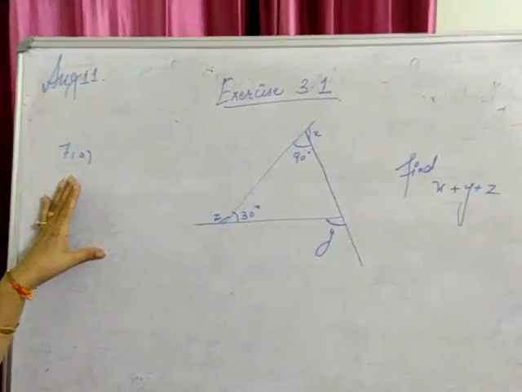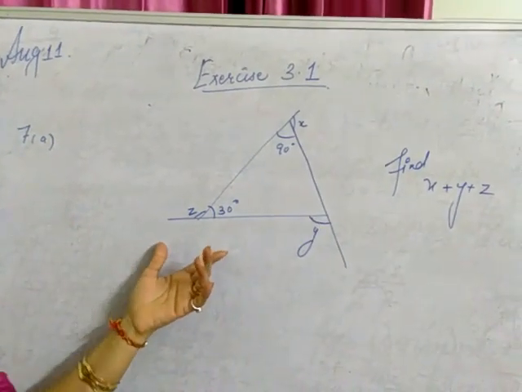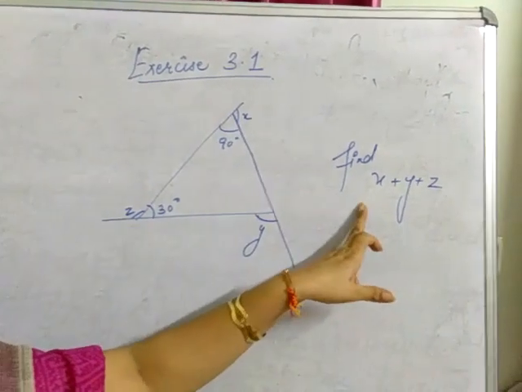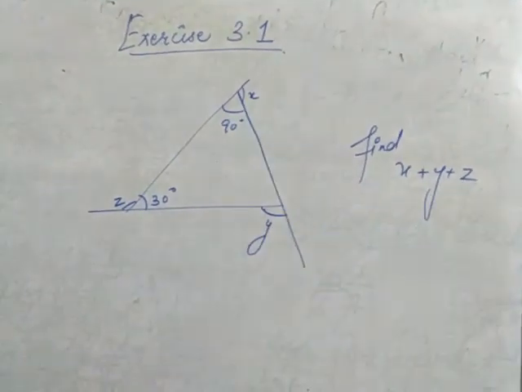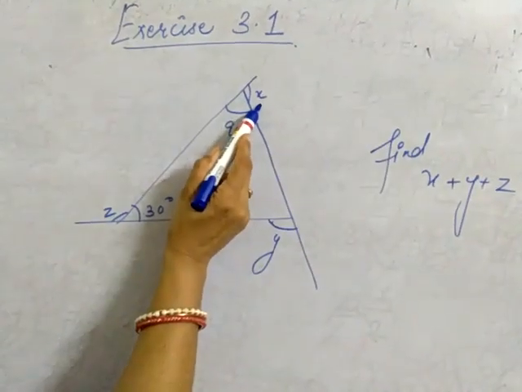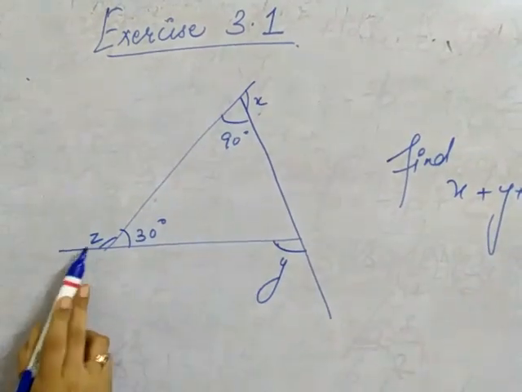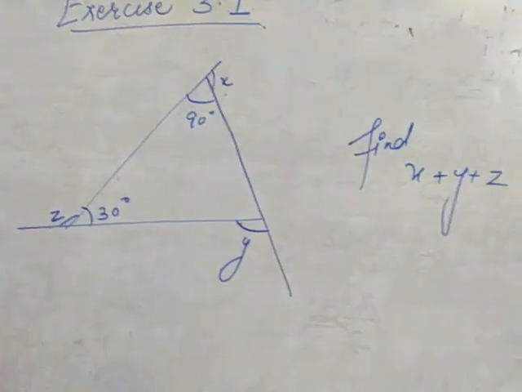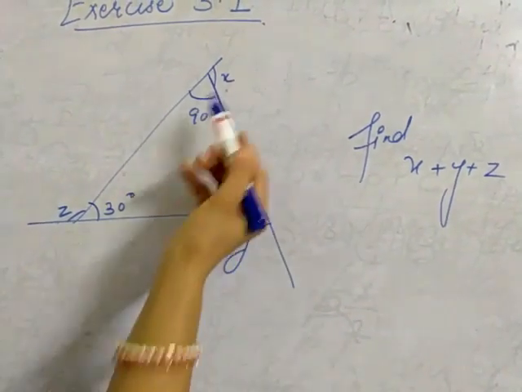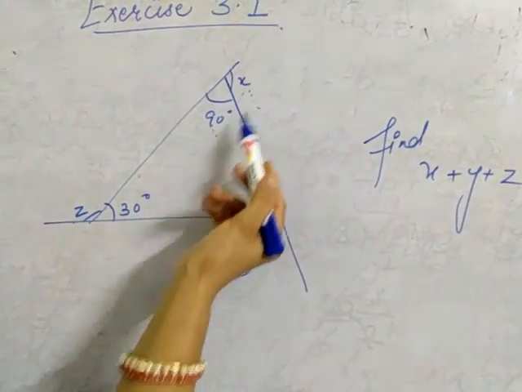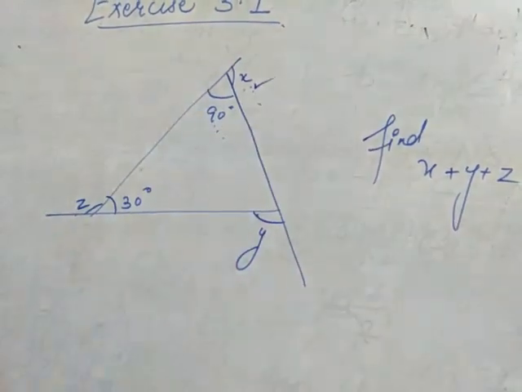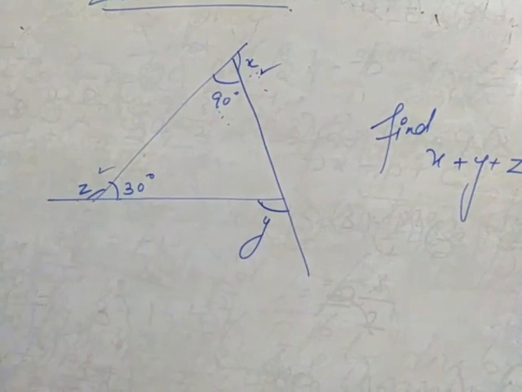In question number 7, first part, this is the figure and we are supposed to find out the sum of angle x plus y plus z. Now see beta, you can observe that this angle x is outside, this z is also outside, and this y is also outside. Now x plus 90, they are making linear pair, so you can calculate this by linear pair. Similarly, this can be calculated by linear pair.